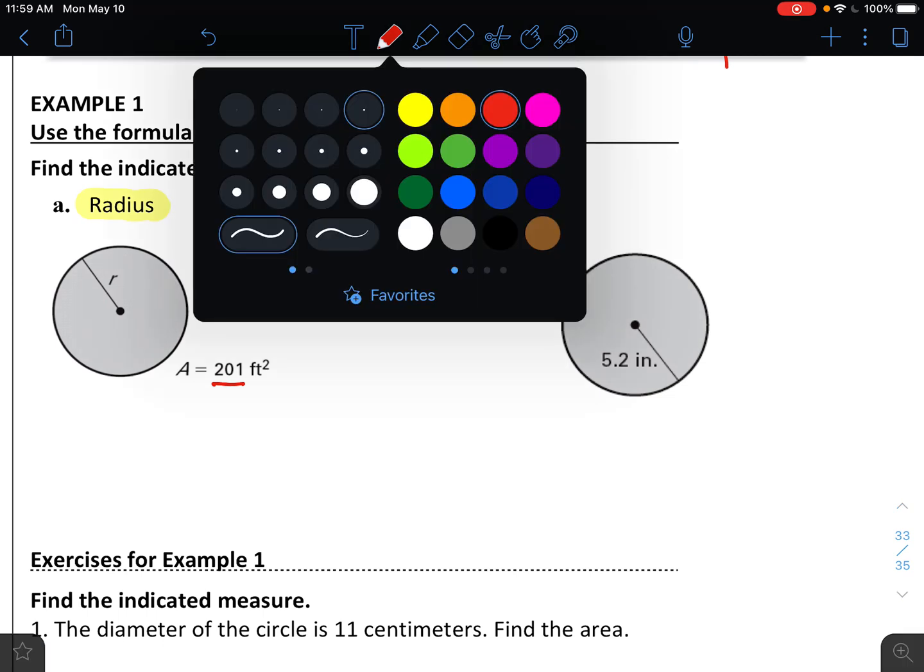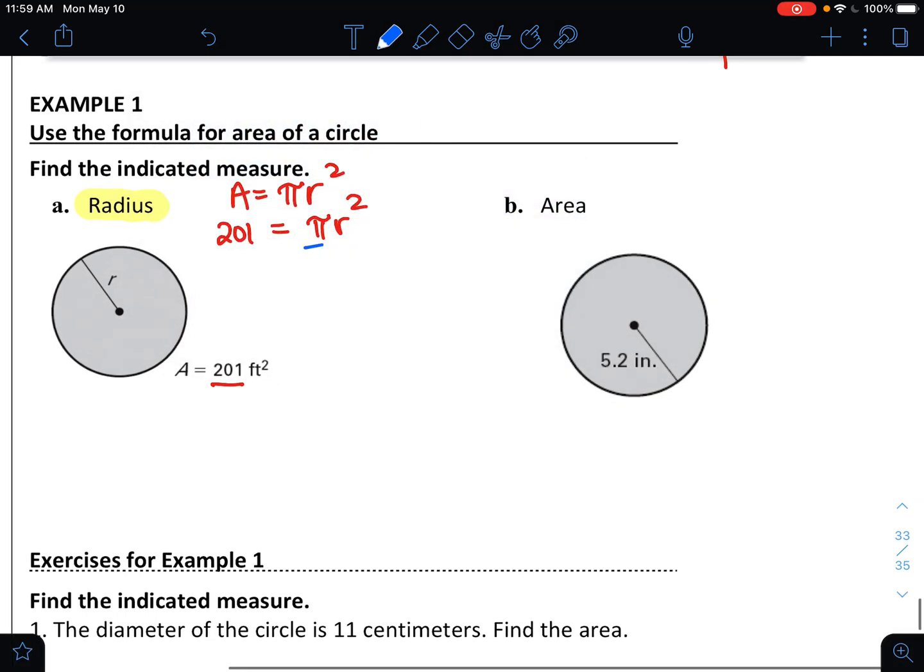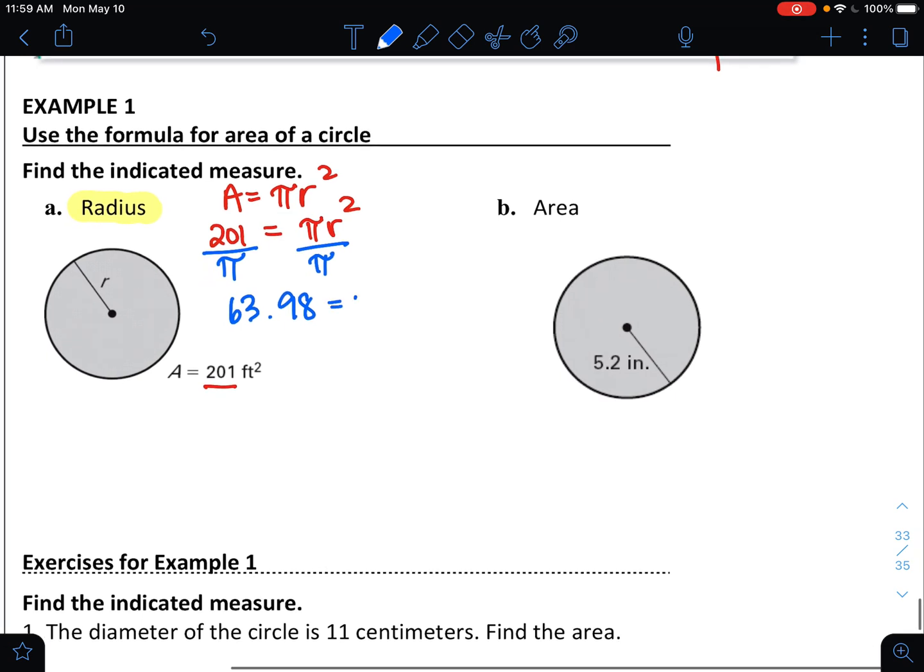Now I'm solving for r. So I need to isolate that variable. So I'm going to come through here and divide by pi. So when I do 201 divided by pi, I get approximately 63.98. Okay, and I usually take it out a couple digits, or don't round it and just leave that on your calculator. So that leaves me with r squared.